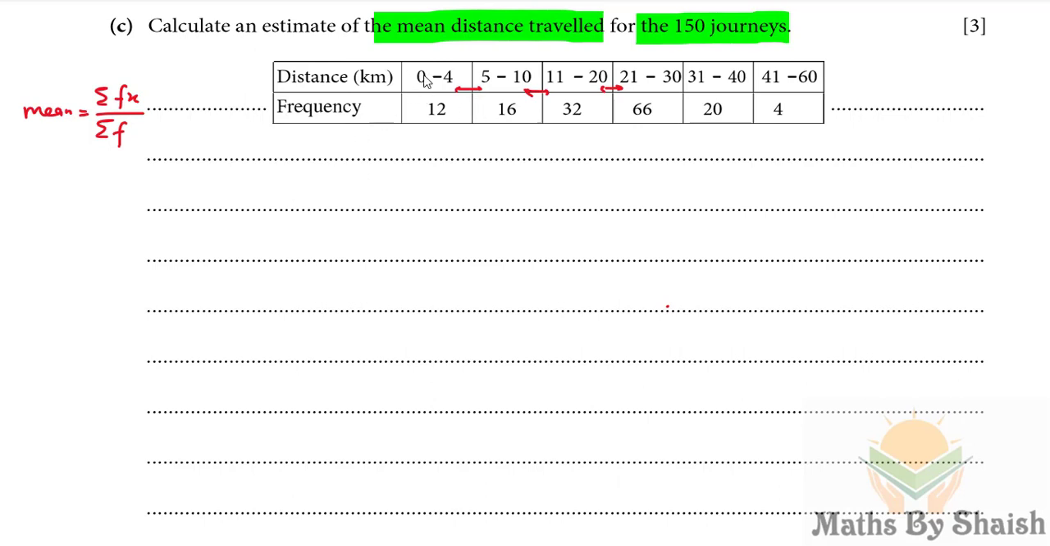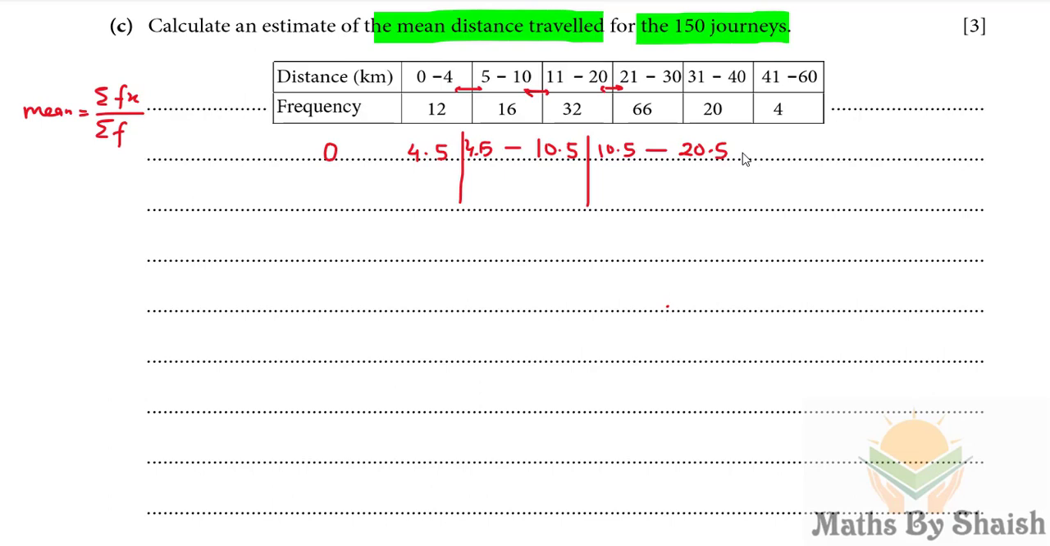And here we cannot go in negative, so the first interval would be 0 to 4.5, and the second interval would be 4.5 to, next again there is a gap of 1, so it means 10.5, half in this interval and half would be in this interval.